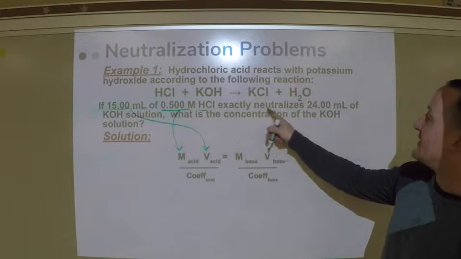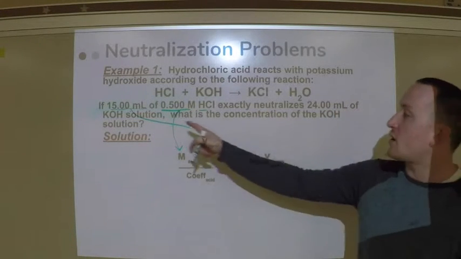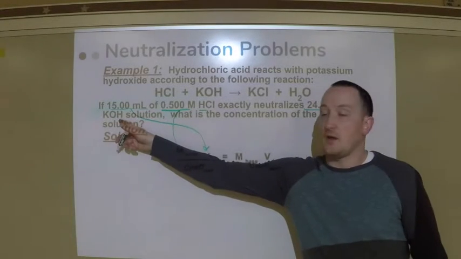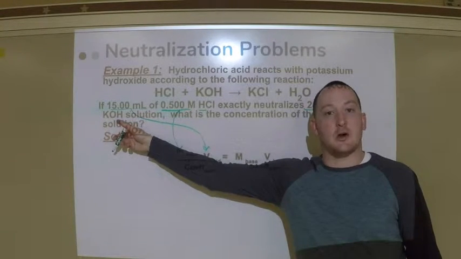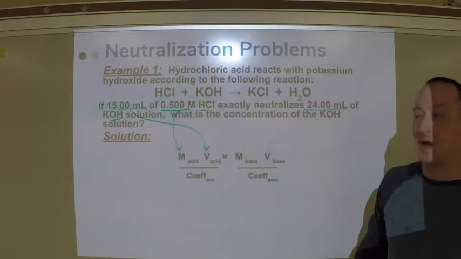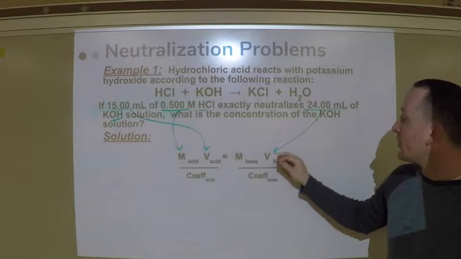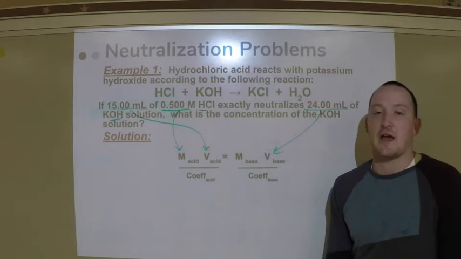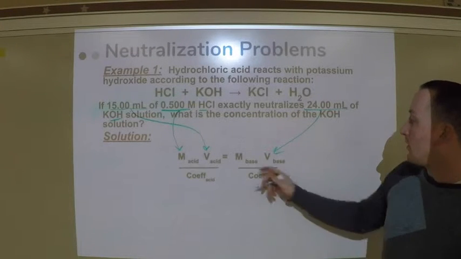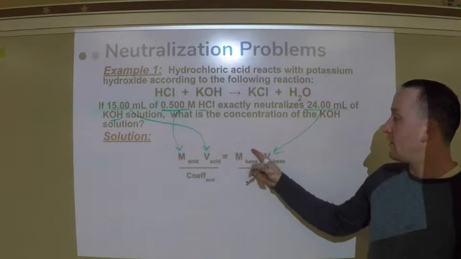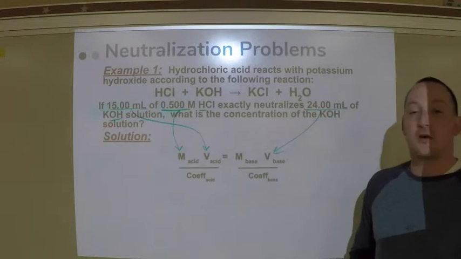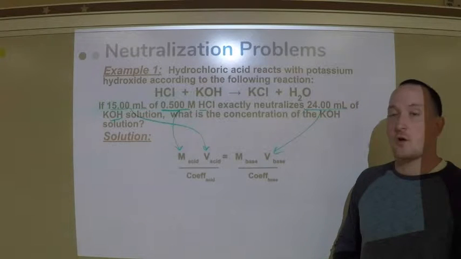Then it says it exactly neutralizes 24 milliliters of KOH solution. So 24 milliliters is the volume of my base because that's how much KOH I have. And this compound contains hydroxide, so I know that it is the base. So this number is going to go right there. And the question asks, what is the concentration of the KOH solution? Well, that is what I'm going to be solving for. This molarity of base means concentration. Molarity is a type of concentration. That's what I'm going to be solving for.